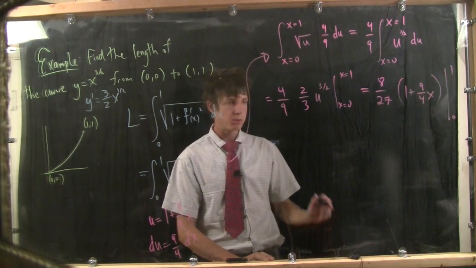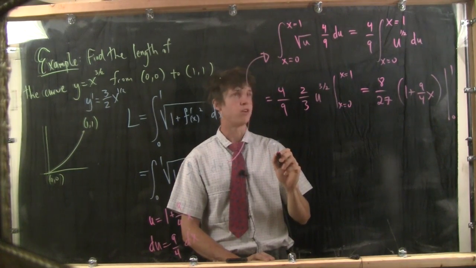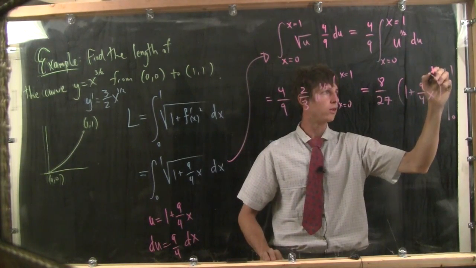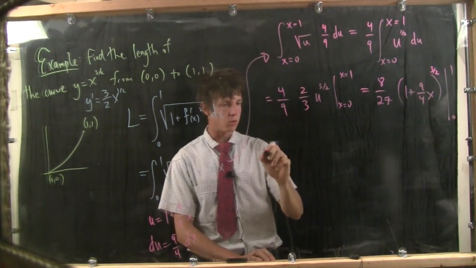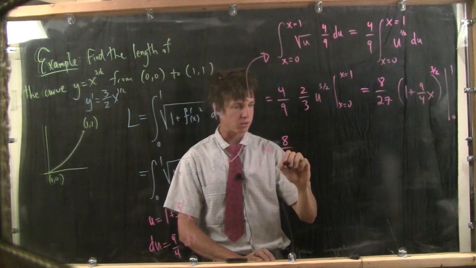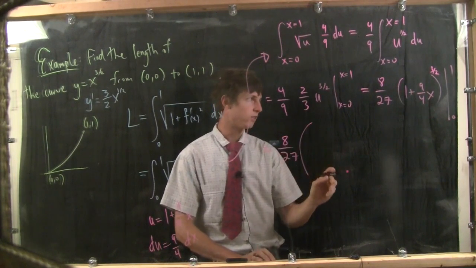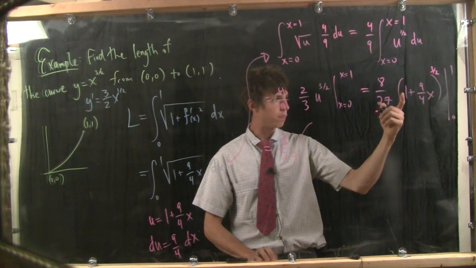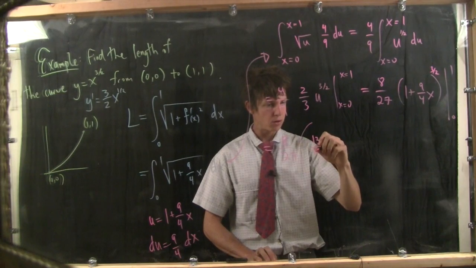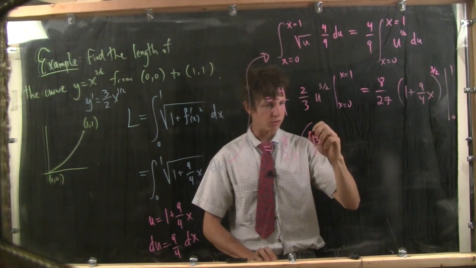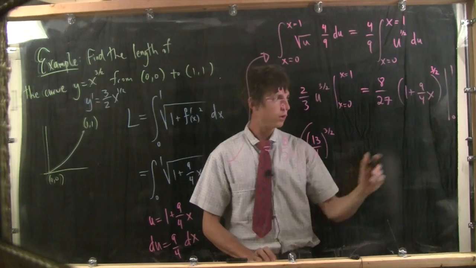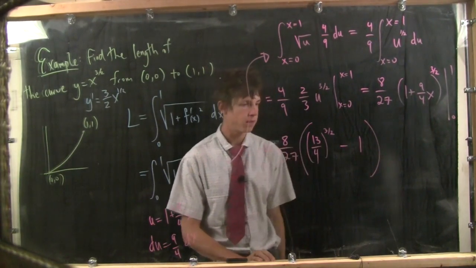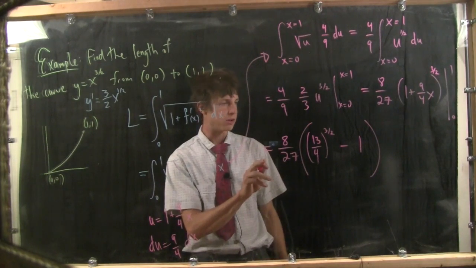When I plug in 1, I'm going to get something sort of hard. Where did the 3/2 go? It's right there. So I'll plug in 1. Let's see, I get 8 over 27, which I'll pull outside of everything. I plug in 1, I get 13 over 4 to the power 3 over 2. When I plug in 0, I'm just getting 1 to the power 3 over 2, which is just 1. So you see I'm using the fundamental theorem here.